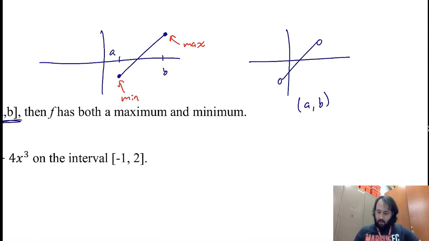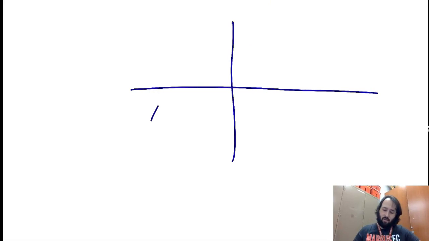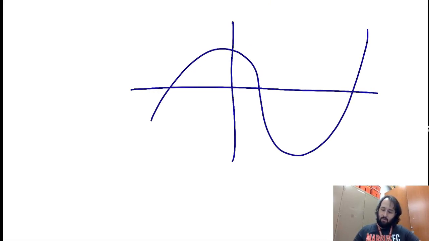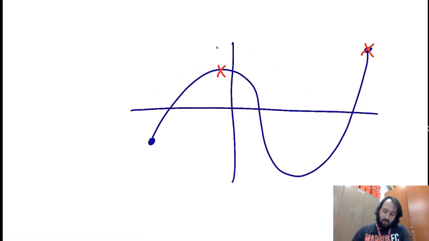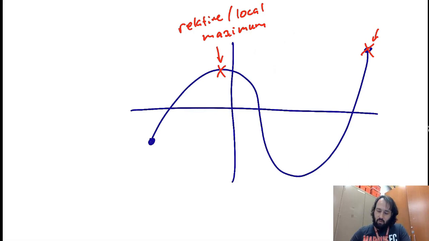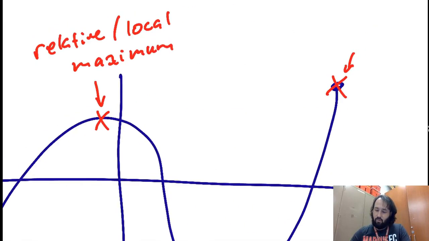What else? Okay, and we do have something called a relative and an absolute. So if I were to look at a graph like this, say I have something like this. This is a concept we did in pre-cal. I have two maximums. Both of my red points are maximums. This point here is called a relative or a local maximum. This point is both a local and a global.